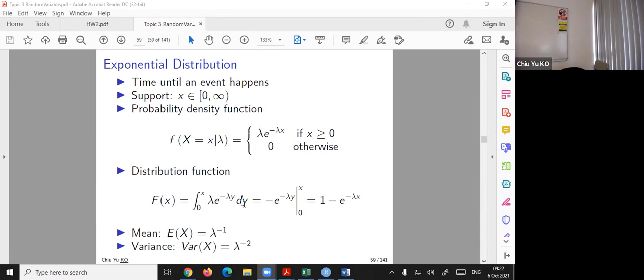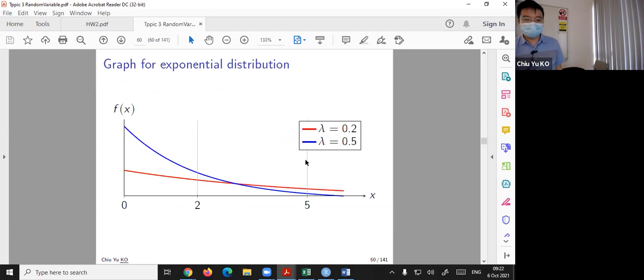Okay, let me repeat the argument. Why is your mean inversely related to lambda? Because look at this equation. Look at x equal to 0. At x equal to 0, this is 1, and this is lambda. That means the y-intercept is lambda. And we know they're dropping, right?